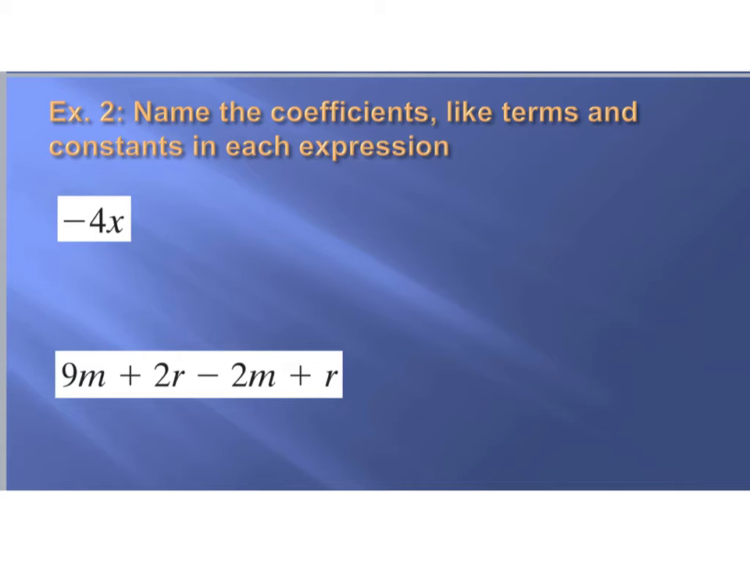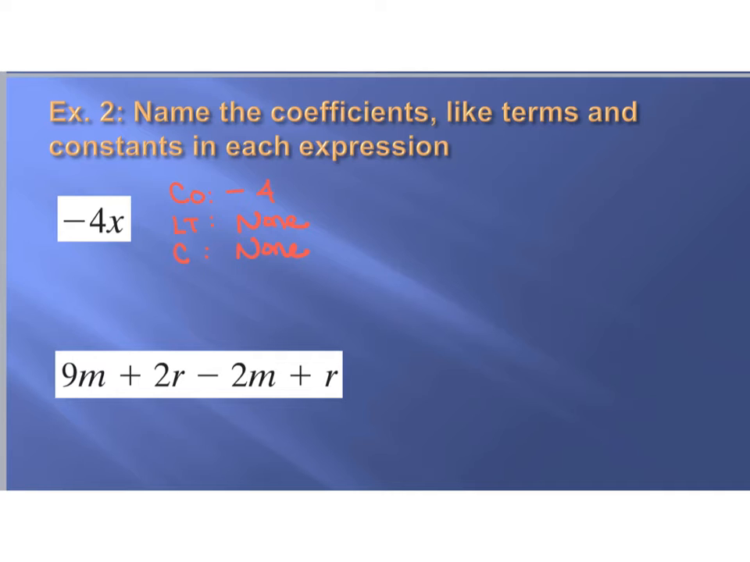So now that you've had a chance, our coefficients for the first one would just be the negative 4. For like terms on this one, we have none, because we've only got the one term. And then our constants, in this case, I have no terms that do not have a variable, so this here would also be none.